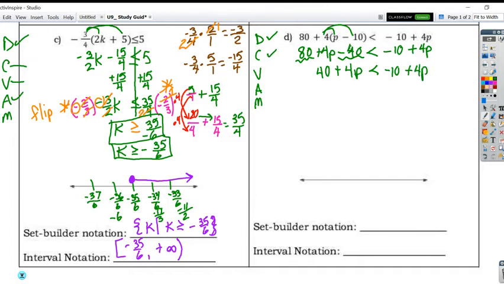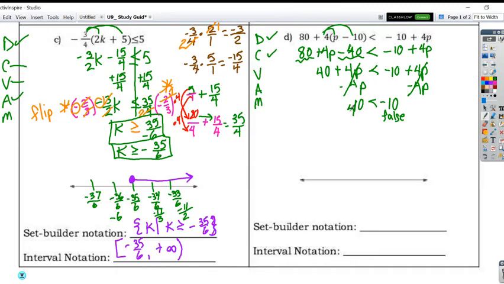There's my combining. V for variables, I've got to get all the variables together on one side. So on the right, if I want to cancel positive 4P, I use negative 4P. Do the same negative 4P on the other side as well. And oh, notice that cancels. All right, so 40 now is less than negative 10 is what I'm left with. All the variables are gone. 40 is less than negative 10. I hope you realize that that is a false statement.